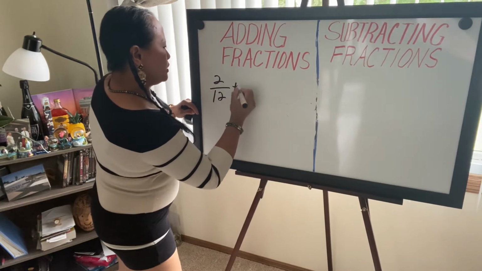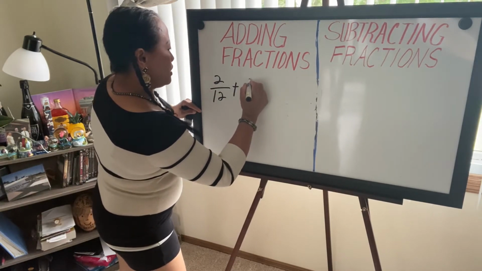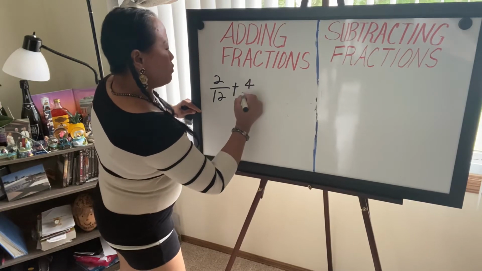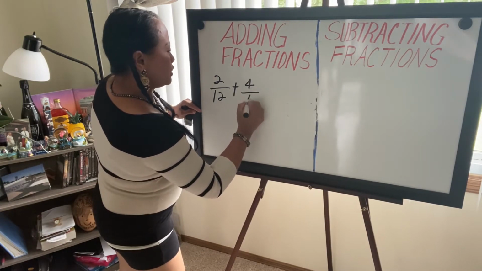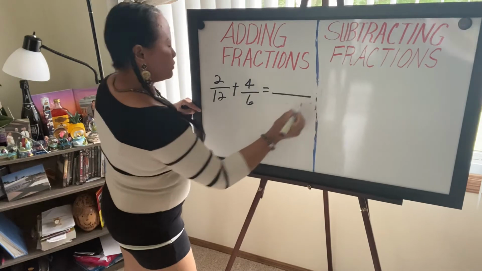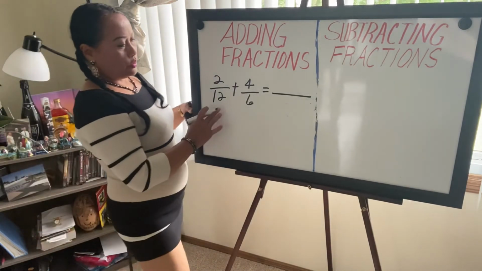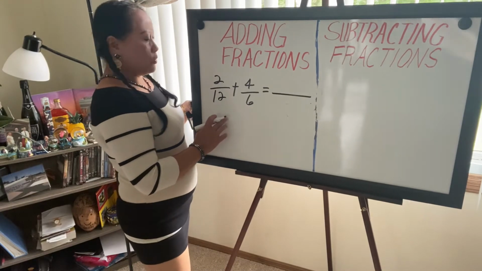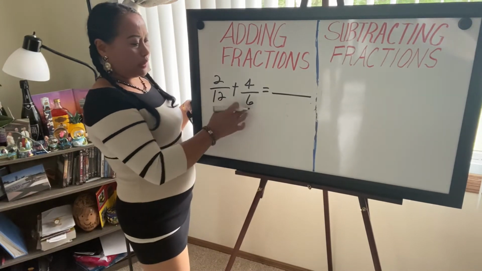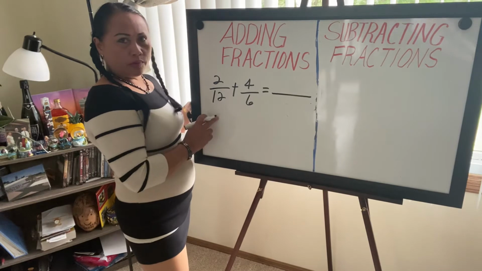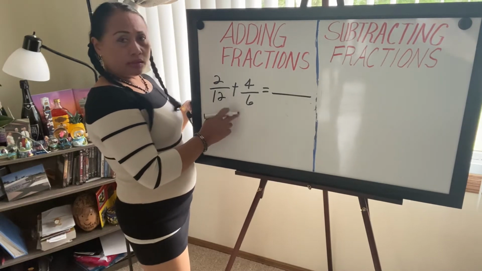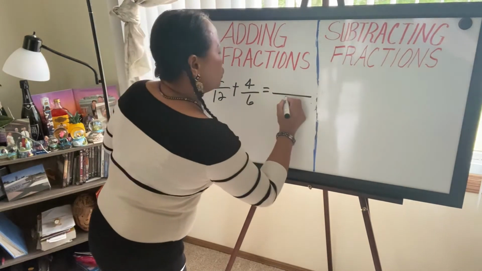2/12 plus 4/6. Okay. What is the least common multiple? Think about the least common multiple. 6 and 12. They can both divide. Let's say 12.